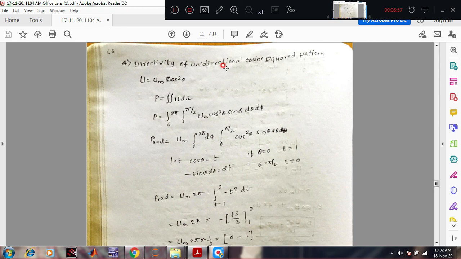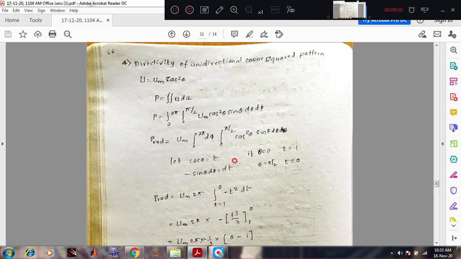Find the directivity of unidirectional cosine square pattern, that is U is equal to Um cos square theta. P is equal to the double integral of U d omega, which will be what? P is equal to the integral from 0 to 2 pi, 0 to pi by 2, Um cos square theta sin theta d theta d phi. So power radiated will be Um, integral 0 to 2 pi d phi, integral 0 to pi by 2 cos square theta sin theta d theta, right?